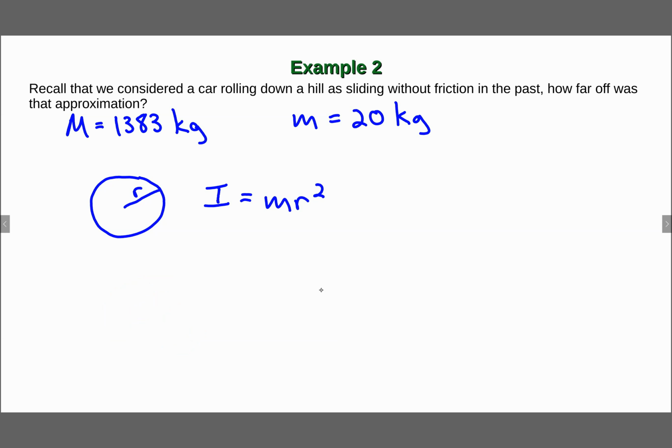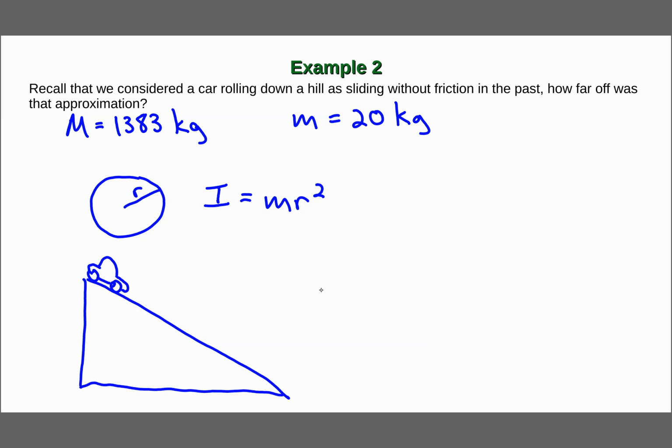And then when we look at the problem, what we generally had was our little Toyota Corolla up here, at some height, Y, and it rolled down to the bottom of the hill.